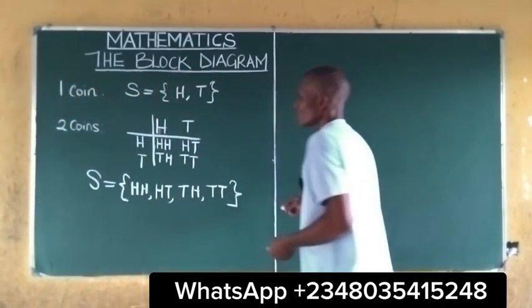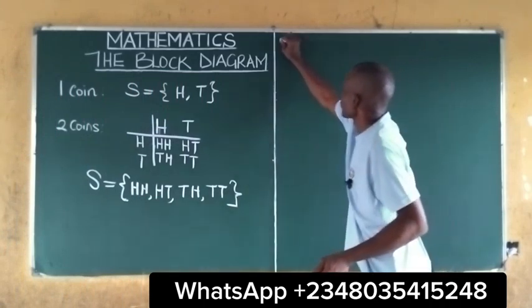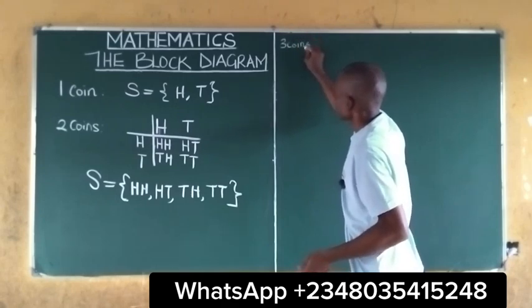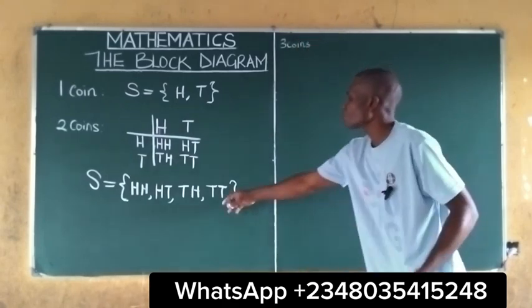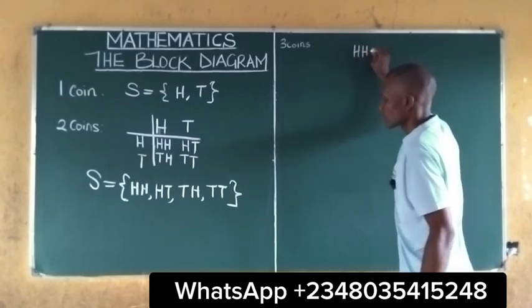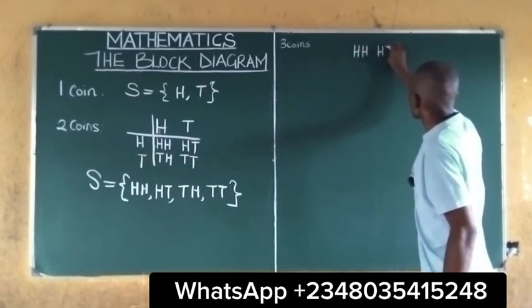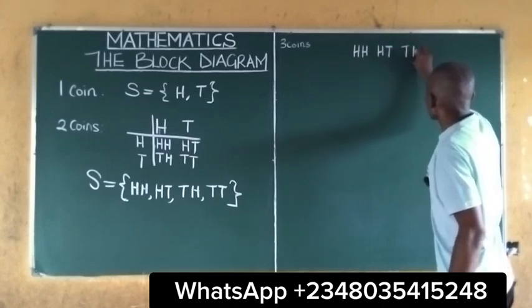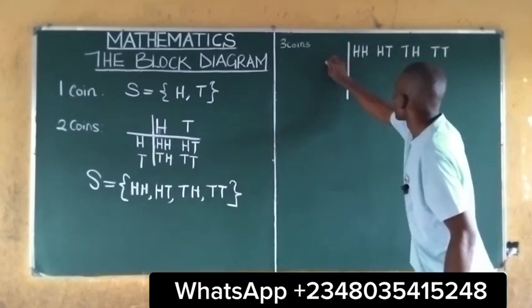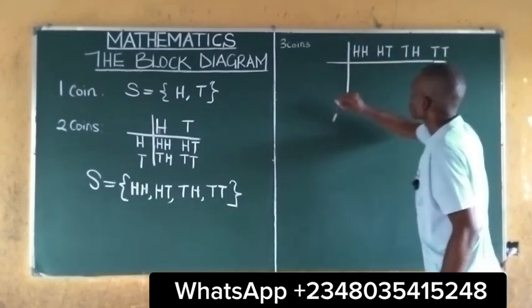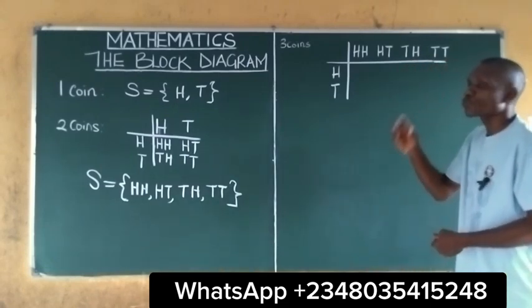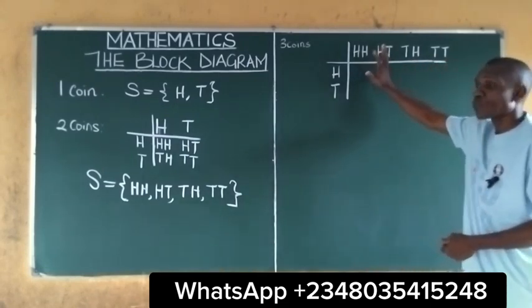How about three coins? If you toss three coins. If three coins are tossed, we have two here already. So we can bring out these two, head tail, tail head, and tail. We also put another coin, head tail. So if you throw three coins, this is what you will get.